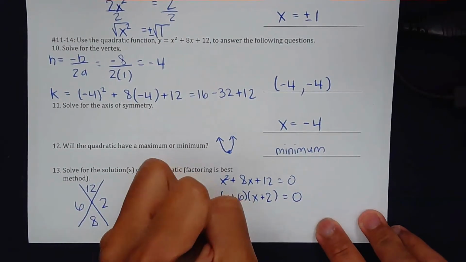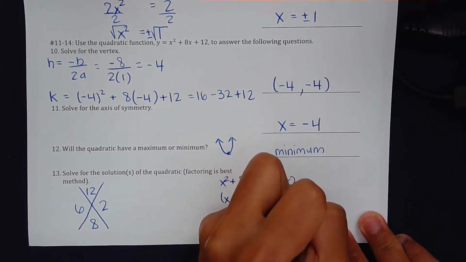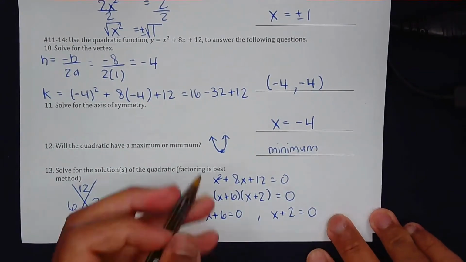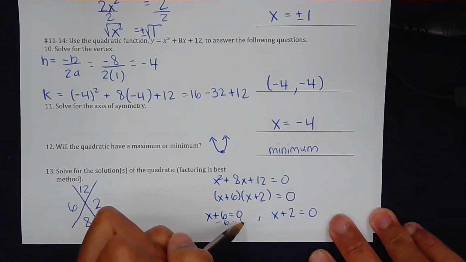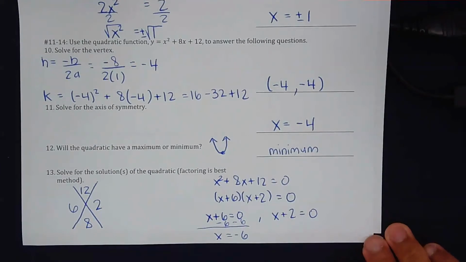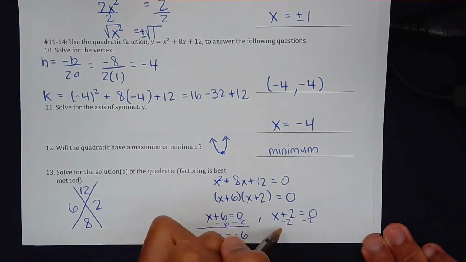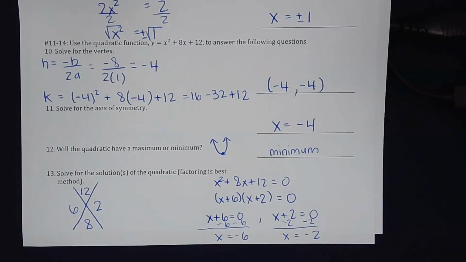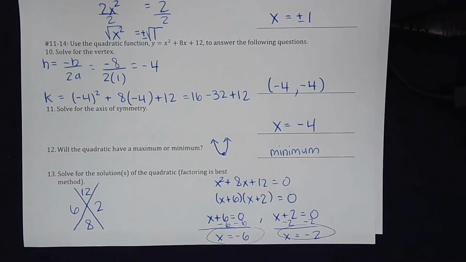x plus 6 is equal to 0. x plus 2 is equal to 0. All right, these are our two separate equations, so we can go ahead and solve for x by themselves. x plus 6, we go ahead and subtract 6 from both sides. We get x is equal to negative 6. Subtract 2 from both sides over here. We get x is equal to negative 2. Those are our two solutions, negative 6 and negative 2.